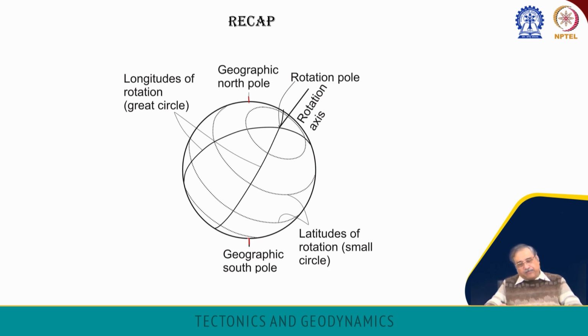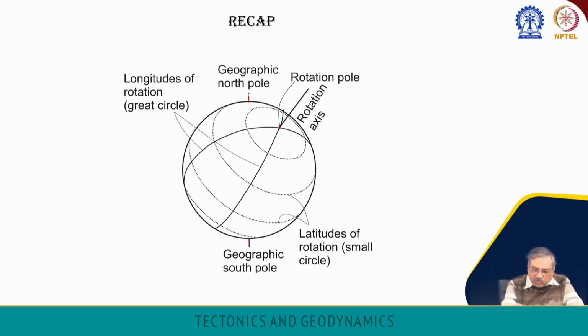For demarcating the motion of one particular plate with respect to another on a spherical earth, we can model it in terms of rotation about an imaginary axis of rotation, which is called the Euler axis of rotation. This Euler axis of rotation passes through the center of the earth, and then it pierces the surface of the earth at two points. In this case, this would be one point, and that would be 180 degrees opposite to this on the other side of the earth. Let us say this is a positive axis.